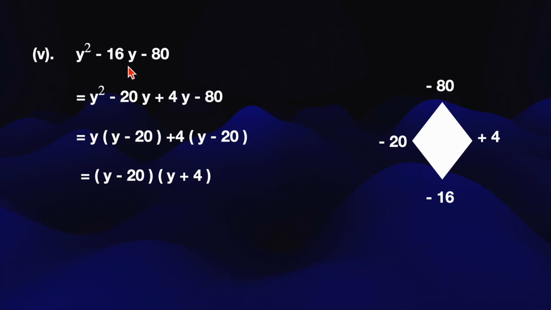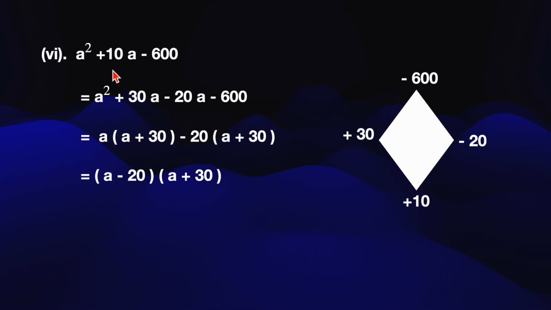So let's write down minus 16y as minus 20y plus 4y. Once you have written it like this, the next step is to take out the common factor y, minus 20. Here the common factor is plus 4. Again y minus 20, into y plus 4.